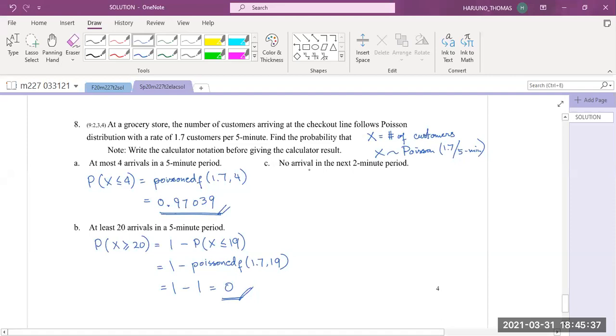Okay, now part C, the last question. Find the probability that there is no arrival in the next 2 minutes. Now the thing is your average is for 5 minutes, right? Your average is 1.7 for 5 minutes. If you divide, that will be 1.7 divided by 5, 0.34 for 1 minute. So the average will be 0.34 times 2 for a 2 minute period.